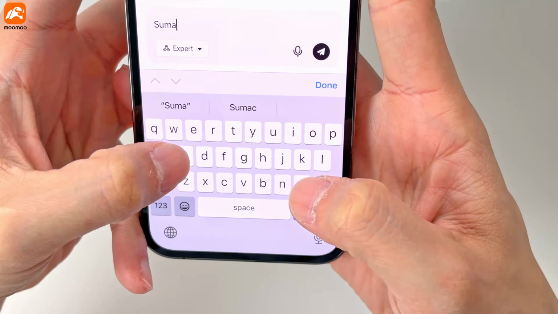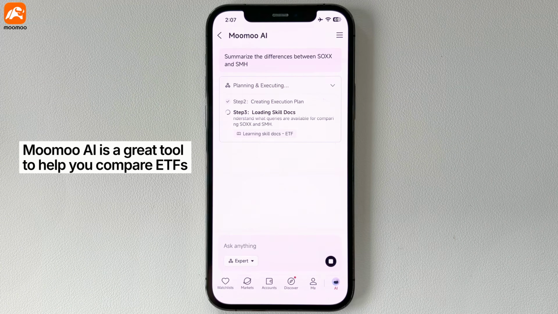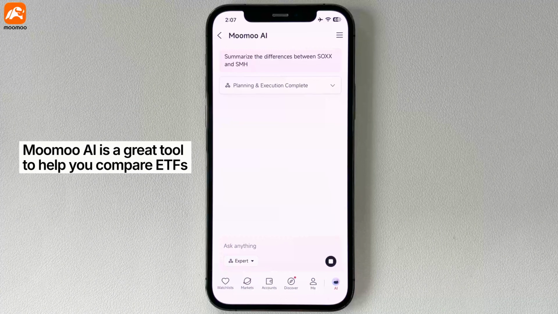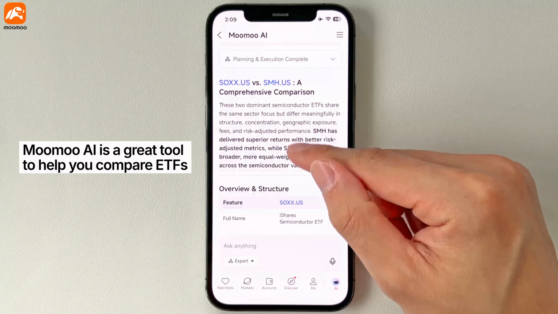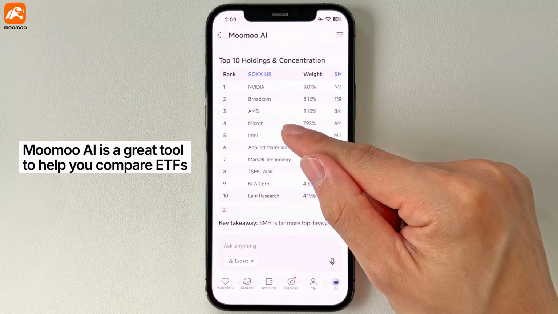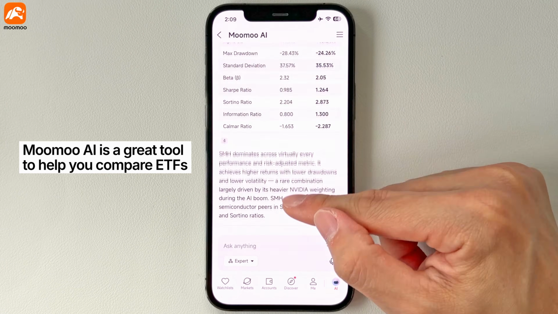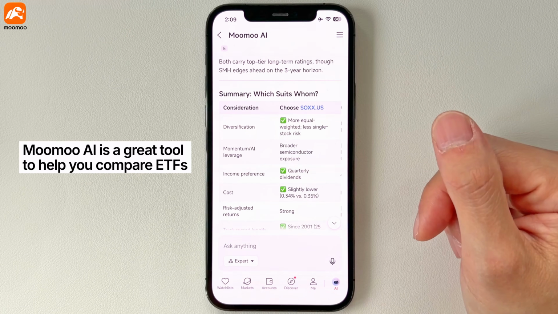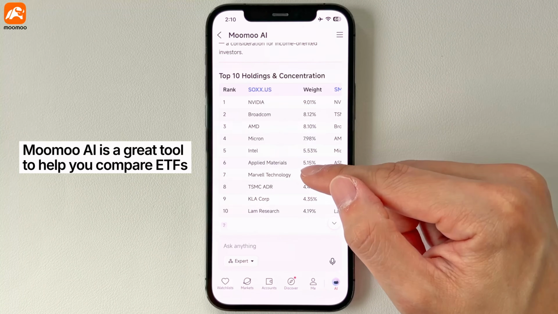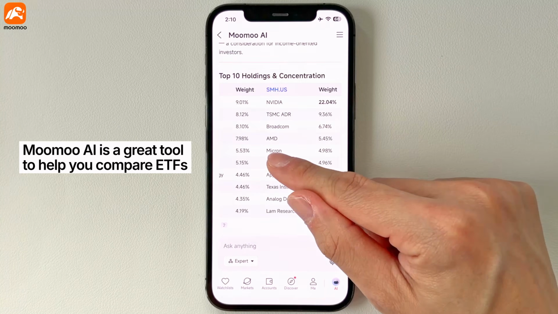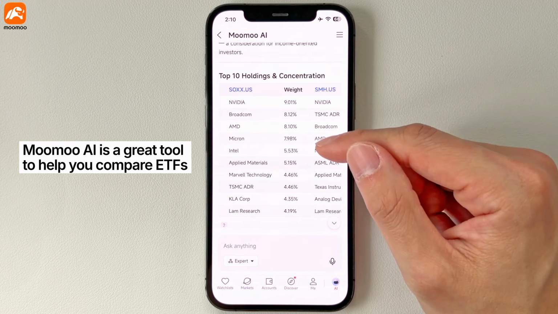I will ask, summarize the key difference between SOXX and SMH. You can see the AI is thinking very hard. Let's see what the AI says. I can see it summarizes everything into different sections, from an overview and structure, top 10 holdings and concentration, geographic exposure, performance and risk metrics, Morningstar ratings, and a summary table. One thing I want to highlight is that the most critical difference is that SMH is heavily concentrated in Nvidia, at 22%, while SOXX uses an equal weighted methodology. Therefore, SOXX is the more diversified of the two.